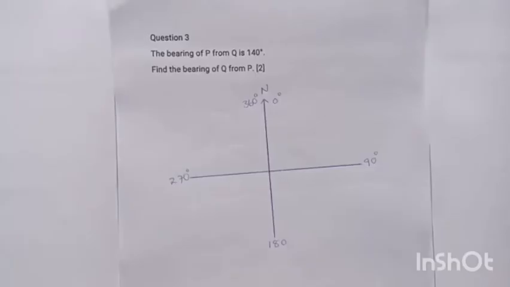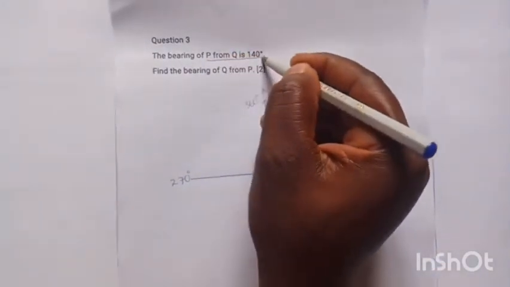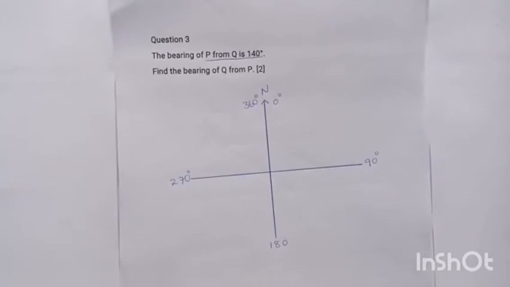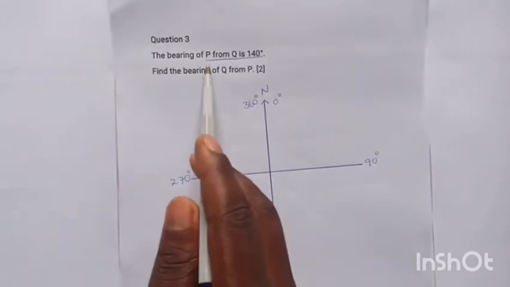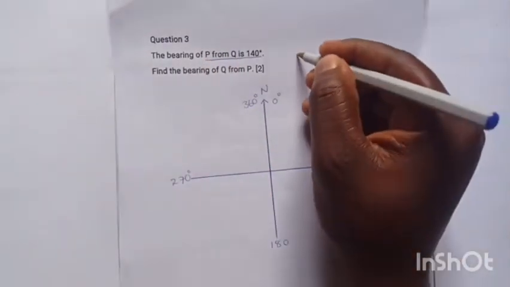Welcome to question number 3. The bearing of P from Q is 140 degrees. Find the bearing of Q from P. So like what I told you before, before you move on to the required bearing, you need to sketch 140 degrees on the compass. So how do you sketch 140 degrees? You need to understand the meaning of P from Q.